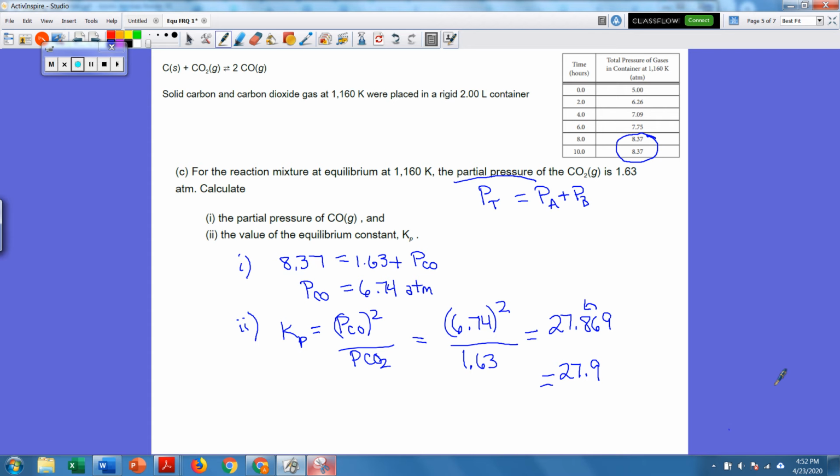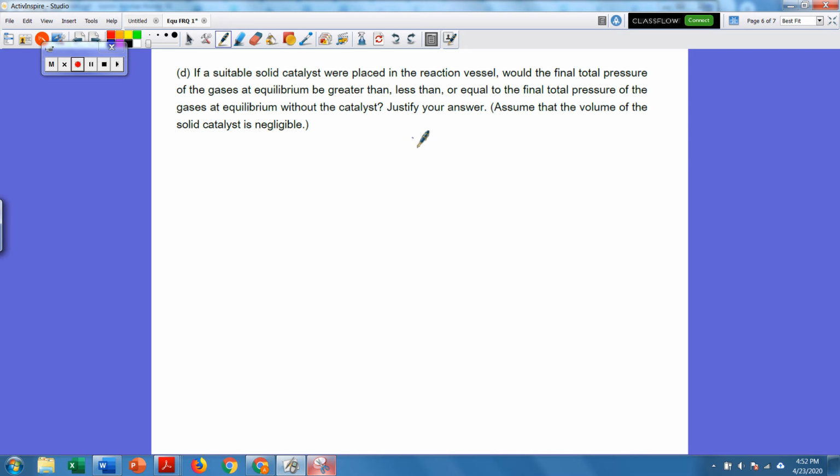Okay, and next we have a question which is very similar to a question that was on your reading check, so you should all be able to answer this one pretty easily. It says, if a suitable solid catalyst were placed in the reaction vessel, would the final total pressure of the gases at equilibrium be greater than, less than, or equal to the final total pressure of the gases without the catalyst? And it says justify your answer. So you can't just say greater than, less than, or equal to. You also have to say because why.